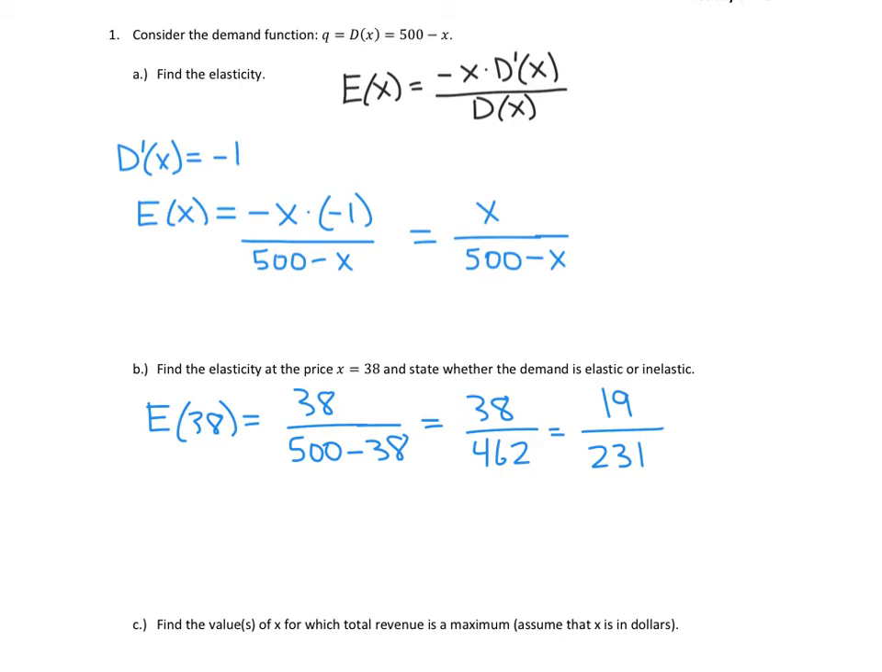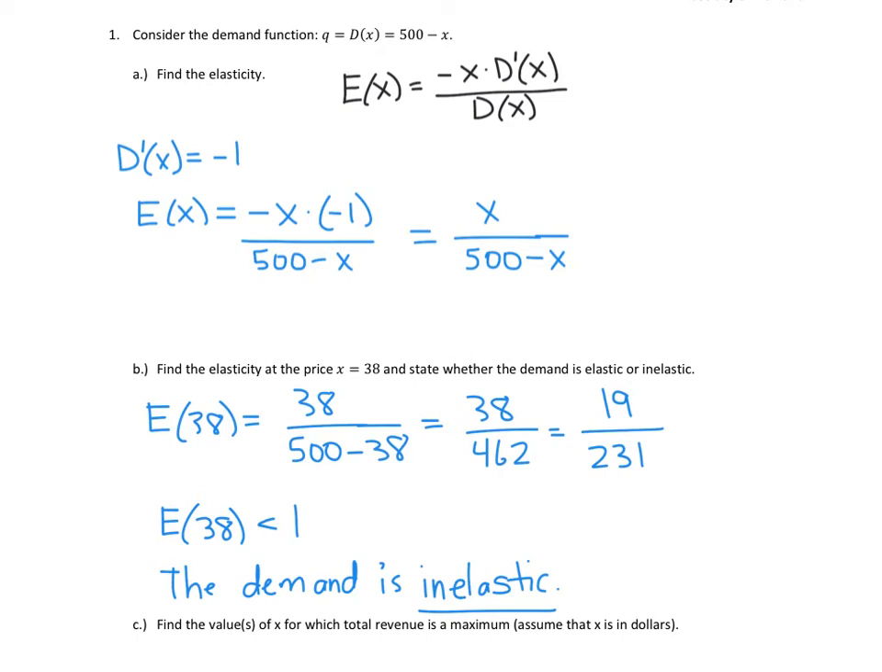Since this is less than 1, we can say that E of 38 is less than 1, then the demand is inelastic. The demand being inelastic means that an increase in price will bring an increase in revenue. So in this case, revenue is increasing.